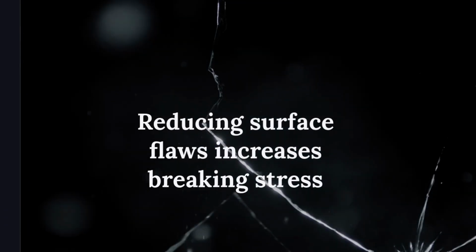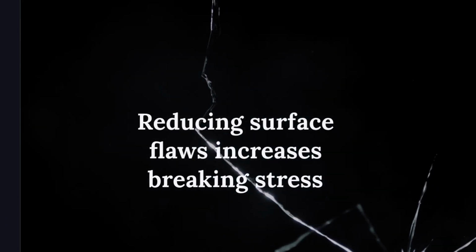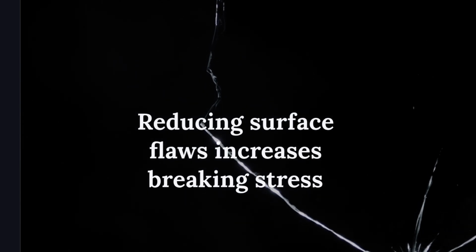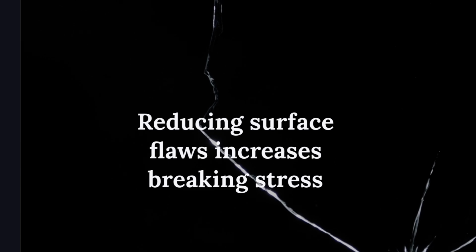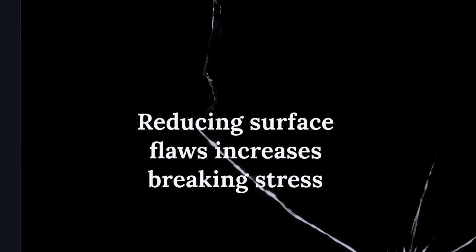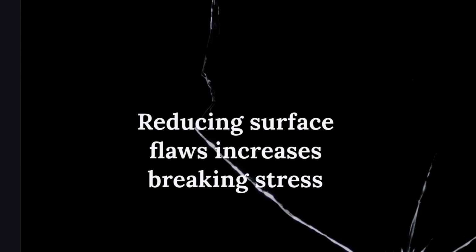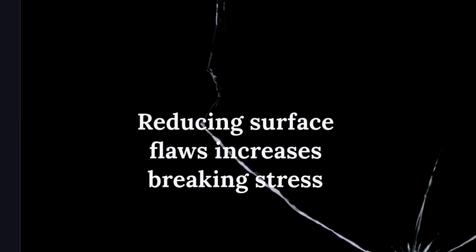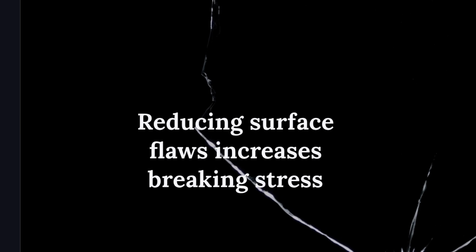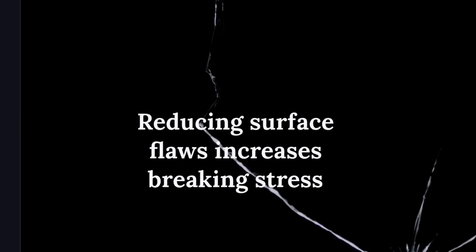In brittle materials, failure occurs by crack propagation. Stress concentrates at the crack tip, causing rapid growth. Reducing surface flaws increases breaking stress. Techniques include using thin fibers or compressing surfaces. This understanding is crucial for preventing material failure.